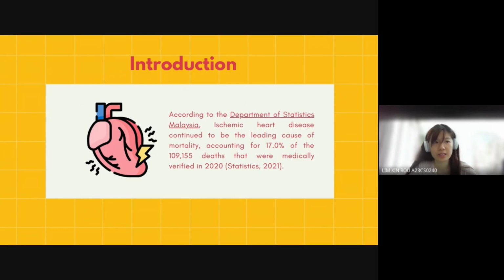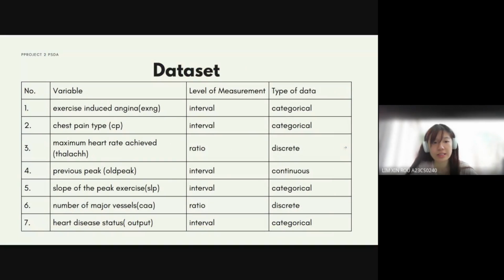So first of all, the data set that we studied is about heart attack analysis and prediction. According to the Department of Statistics Malaysia, ischemic heart disease continued to be the leading cause of mortality, accounting for 70% of the 109,000 plus deaths that were medically verified in 2020. So you can see that heart disease is fatal in our country, which is why we want to study which predictors affect heart disease most. So this is our data set.